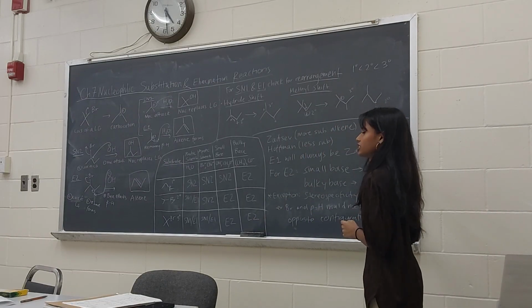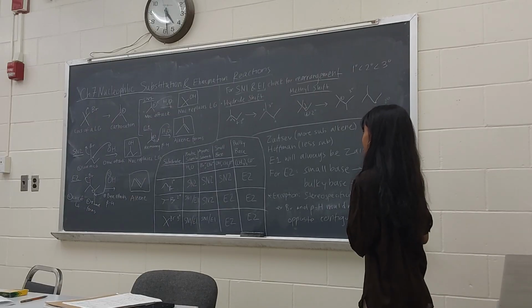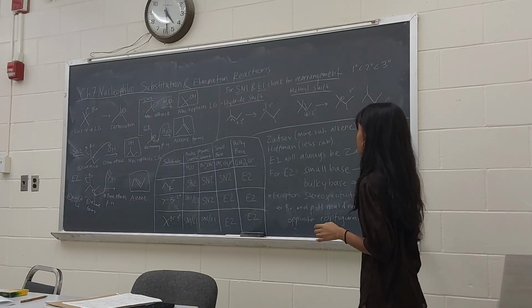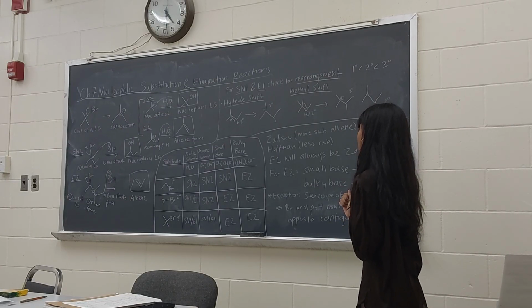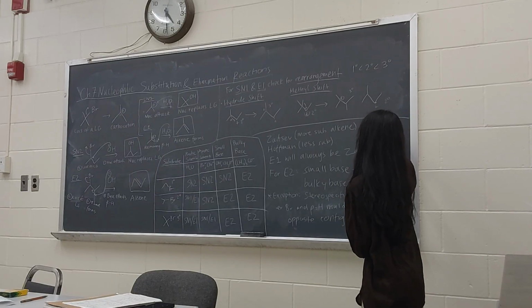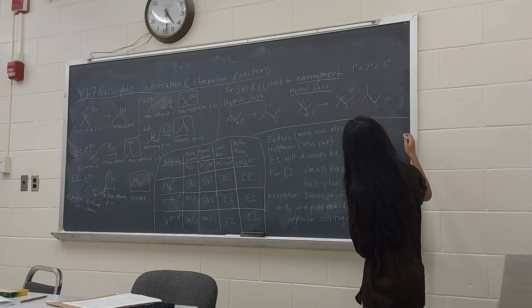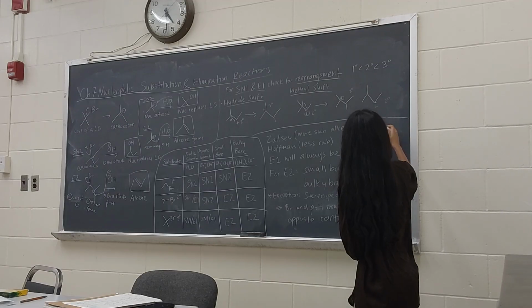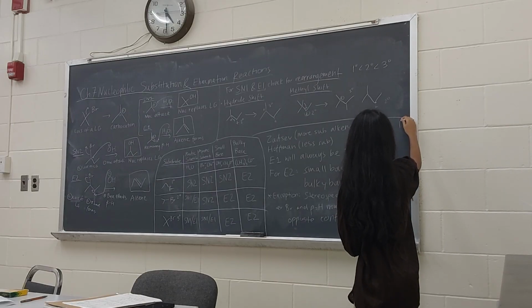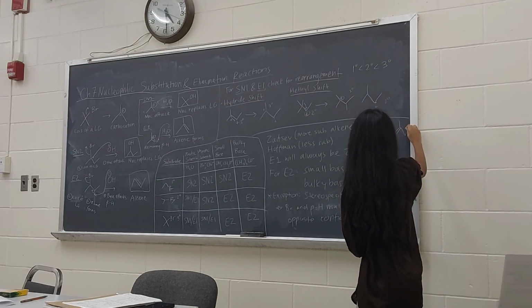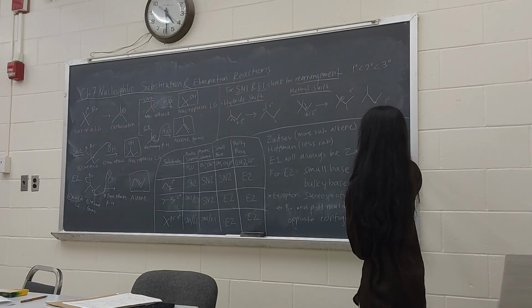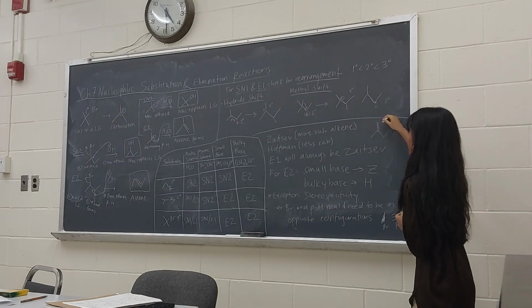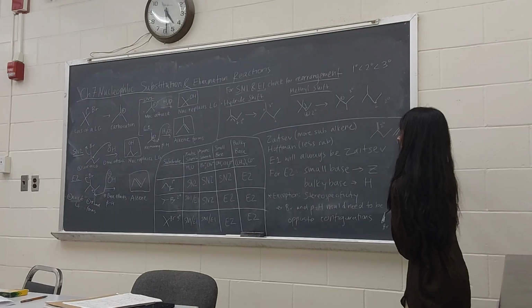Did you guys go over Zaitsev-Hoffman? Okay. I wasn't here. Zaitsev is the more substituted alkene, and Hoffman is the less substituted. So for example, Zaitsev in this case would be secondary, Hoffman primary, right?